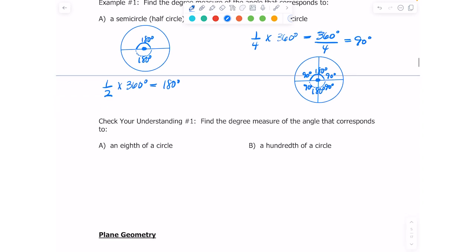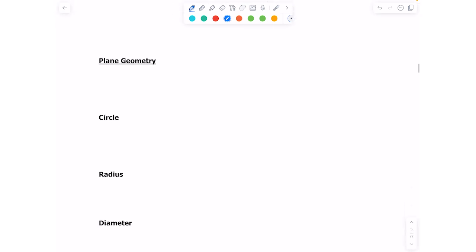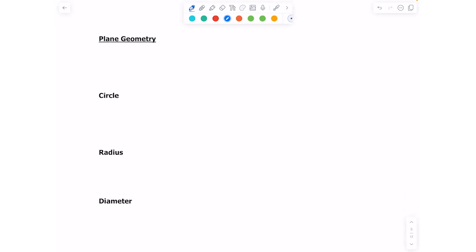What I'd like you to do is pause the next two and try those on your own. And then we'll pick up with plane geometry. When we say plane geometry, we're dealing with geometry on a plane. It's also referred to as Euclidean geometry. It's named after a Greek mathematician named Euclid. And it's the geometry of two-dimensional objects.